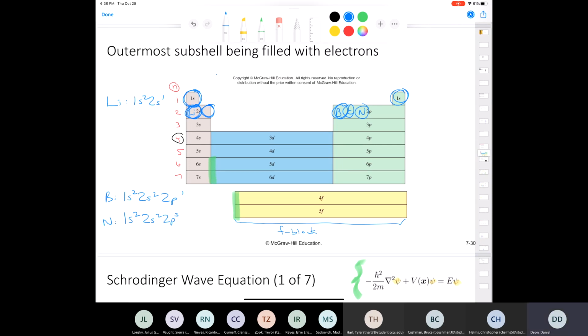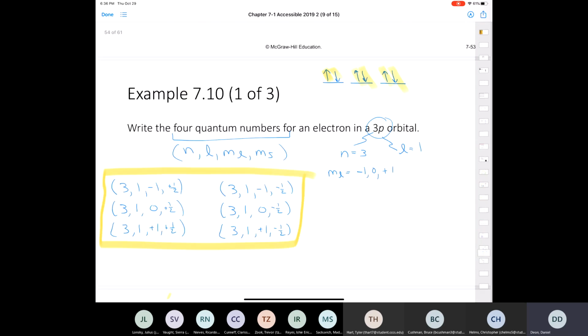Right, when you tally up all of these superscripts, how many total electrons were there in lithium? 3. Look, 2 plus 1 gives you 3. How many total electrons are there in boron? 5. 1, 2, 3, 4, 5. How many total electrons are there in nitrogen? 7. 1, 2, 3, 4, 5, 6, 7. So if you tally up all the superscripts, they should equal the total number of electrons in the atom.